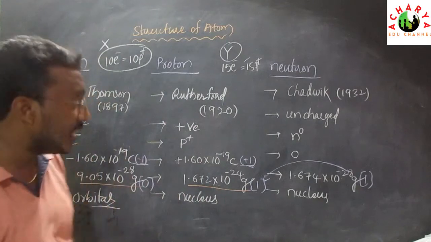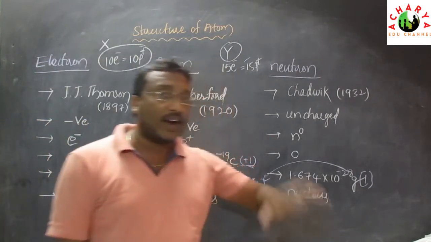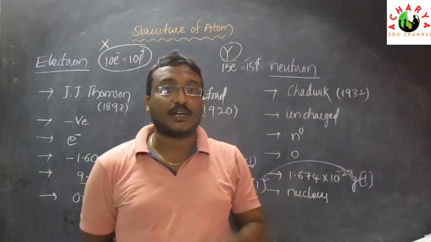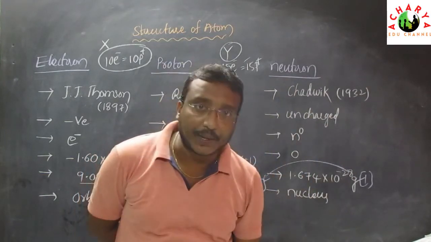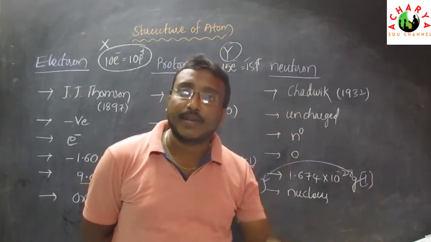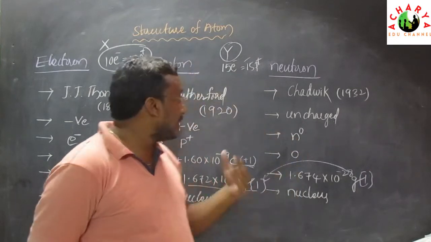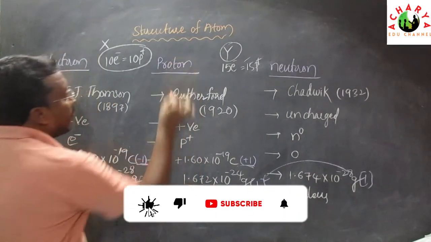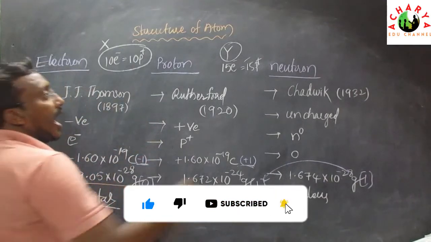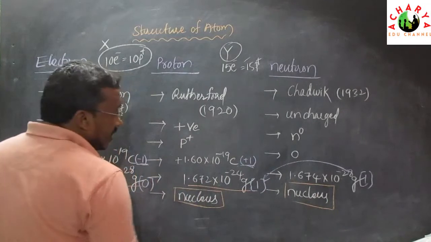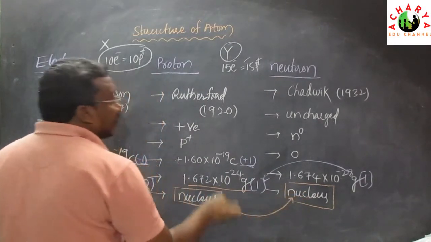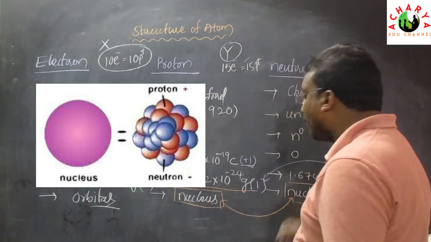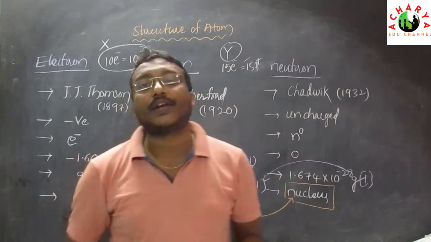That's why the mass of the atom is calculated by the sum of the protons and neutrons. The sum of the protons and neutrons gives the atomic weight, while the number of protons gives the atomic number. One more thing to notice is that the proton is located in the nucleus and the neutron is also located in the nucleus. The protons and neutrons together form the nucleus. The nucleus contains only protons and neutrons.